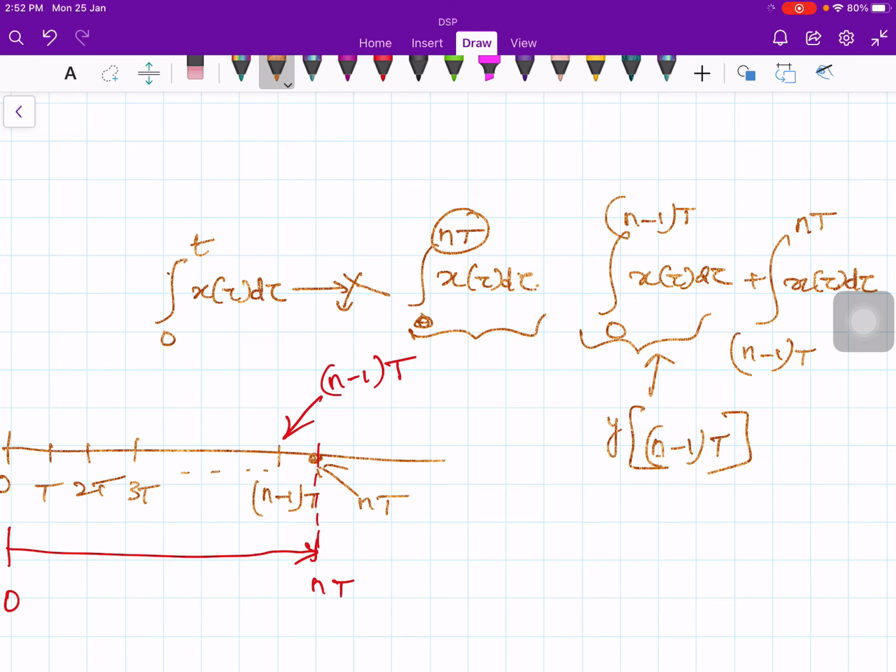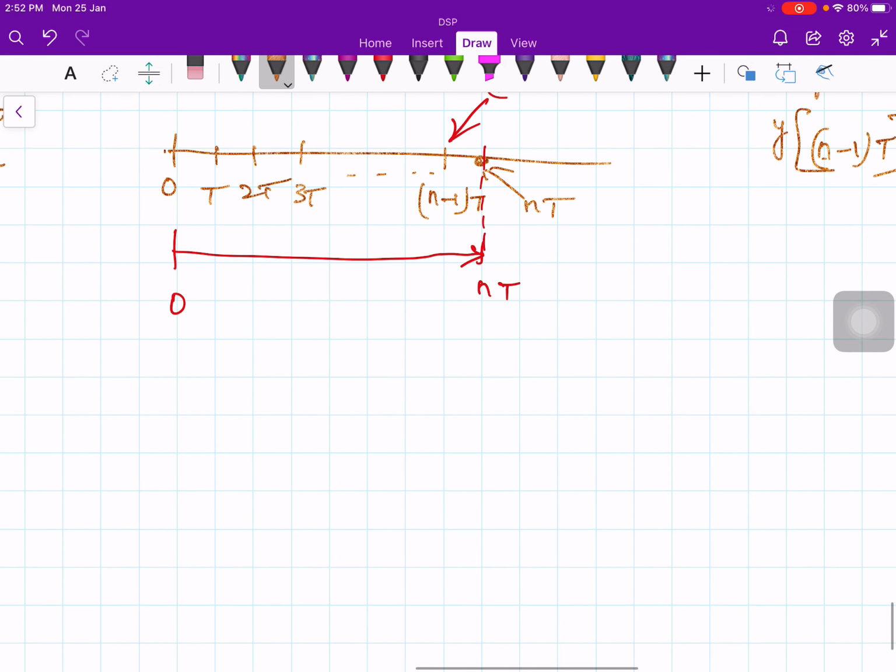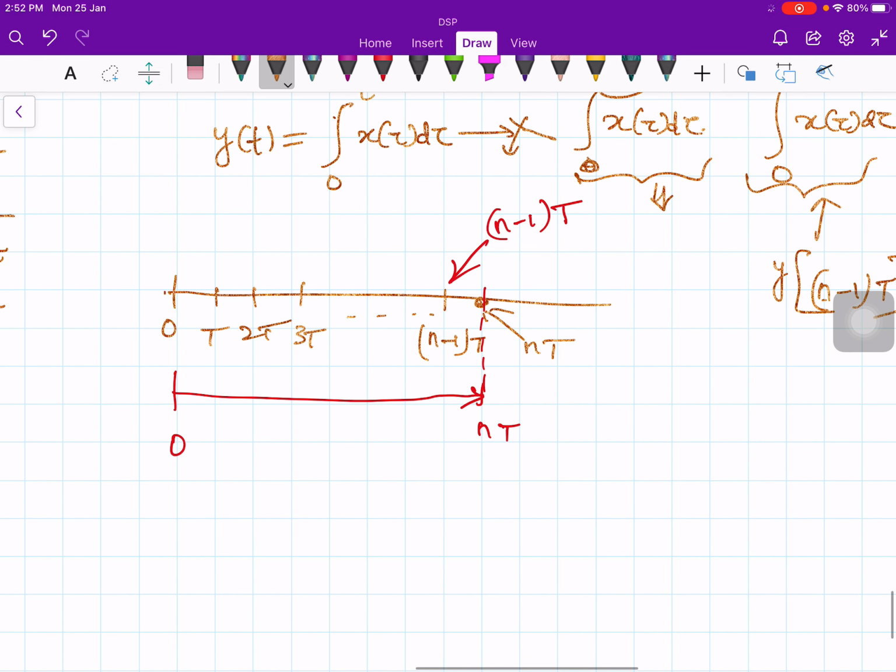Right, this is my y of t. And what about this? Okay, let me work on it properly because it is confusing. Same thing, but let me write it neatly. See, y of t is equal to integral of 0 to t x of tau d tau.